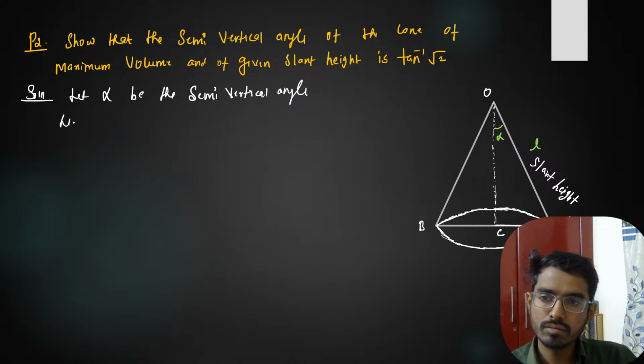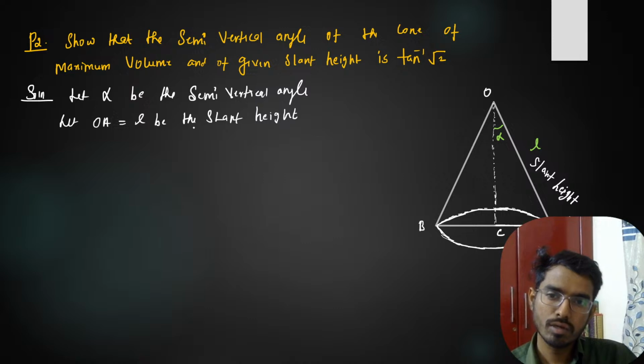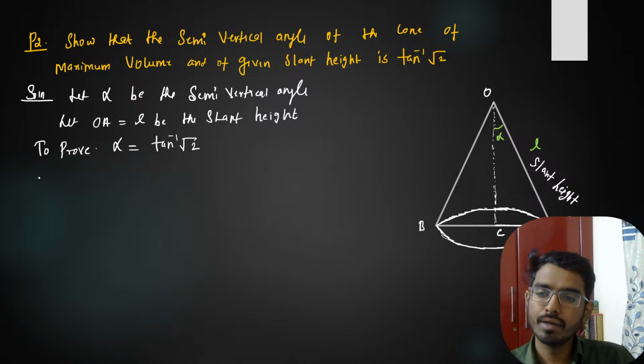Let OA equal to L be the slant height, right? Now what do we need to prove? I need to prove alpha is equal to tan inverse of root 2, right? Yes. We need to maximize what? We need to maximize the volume of the cone.